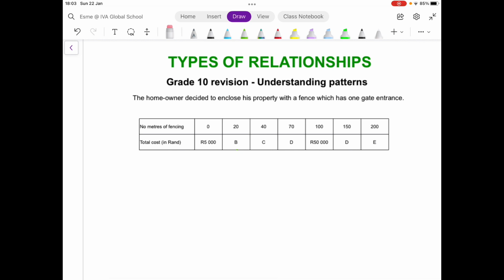Right, the homeowner decides to enclose his property with a fence that has one gate entrance. If we look at this, we only have two values, this block here and this block here. In the first one, if I buy no fencing, I will have to pay 5,000 Rand. What does that mean? No fencing means it is going to be the fencing plus the gate, so the gate costs 5,000 Rand.